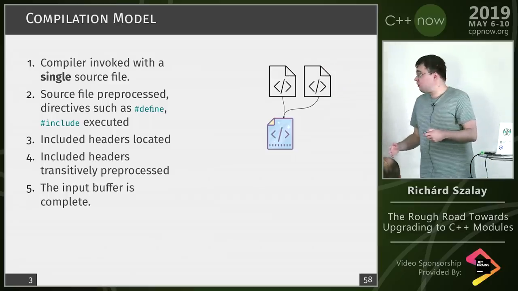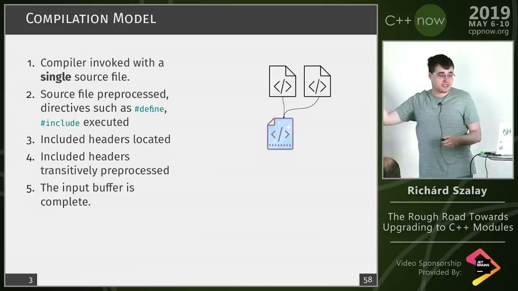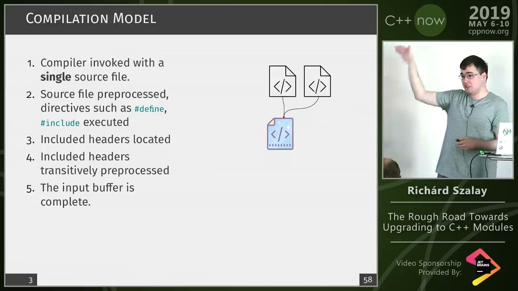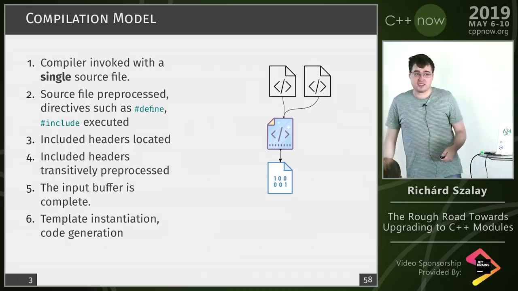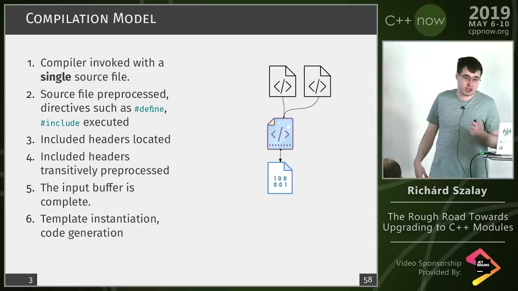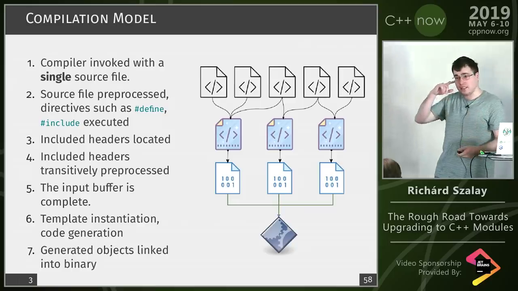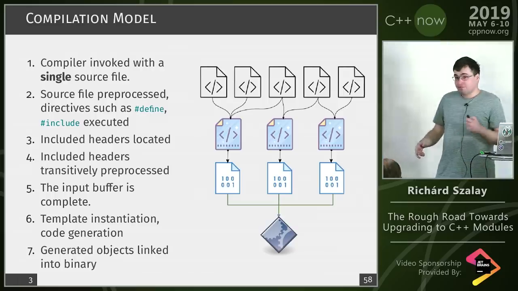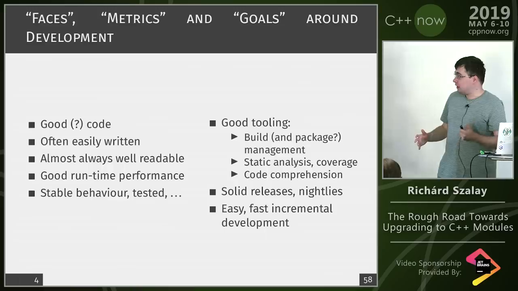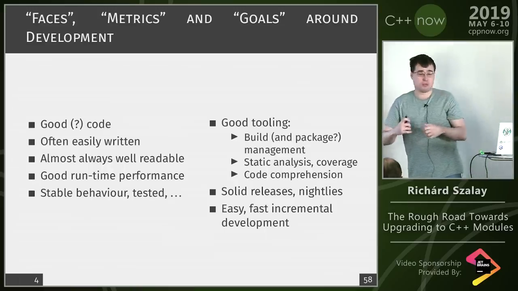Then we have something called the translation unit, or in this context, input buffer, which is a single textual stream on which we do all the semantic analysis, template instantiation, code generation. And of course, once all of this is done for all your files, the linker will take care of creating a binary for you.